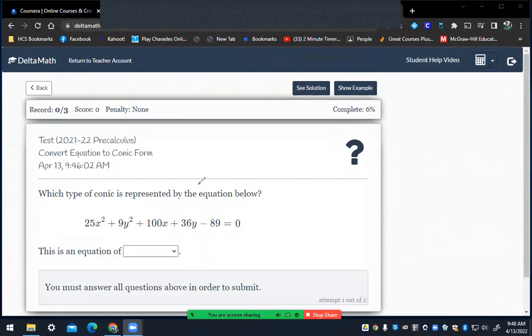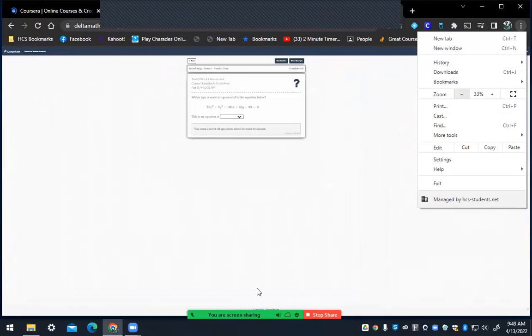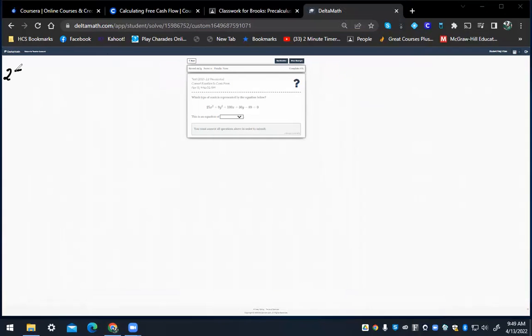All right. This is an equation of a, well, let's find out. So here's how you would find out. All right, I'm going to give myself a little space here to work through this, but we'll determine what kind of thing this is. So we got 25x squared plus 9y squared plus 100x plus 36y minus 89 equals 0.